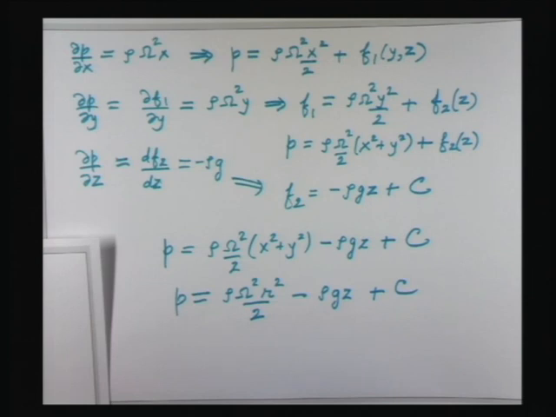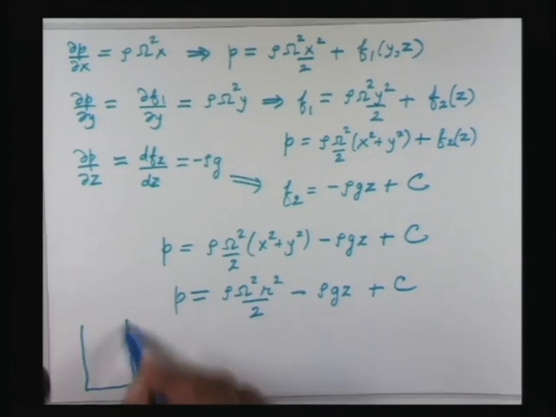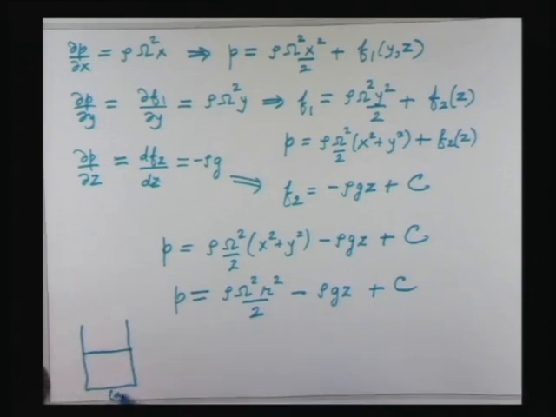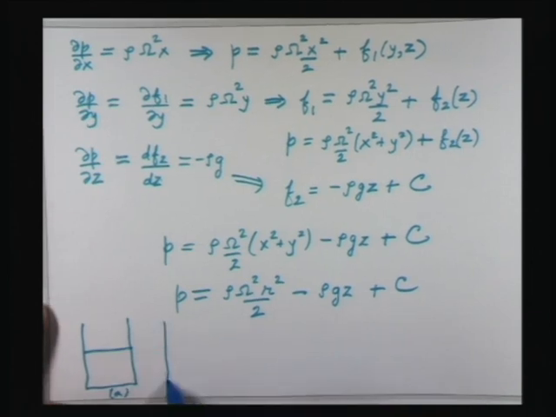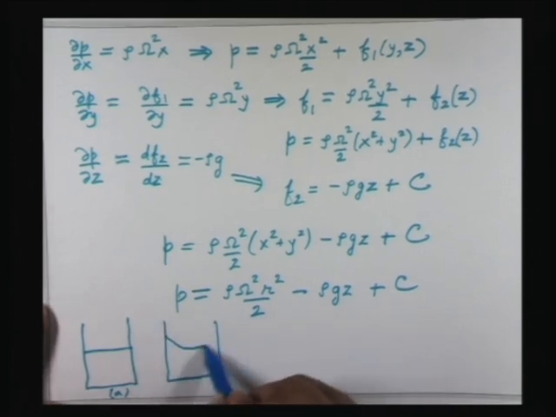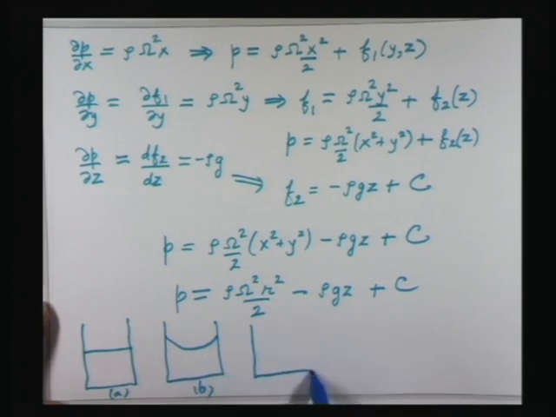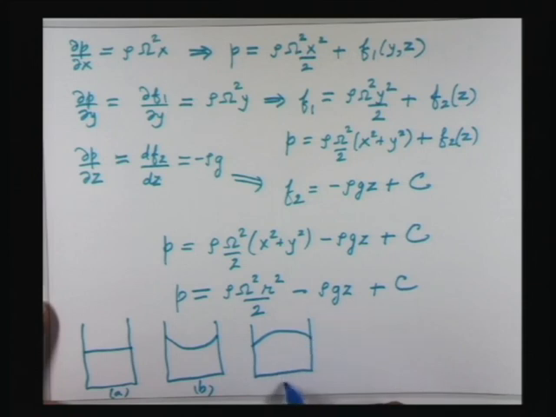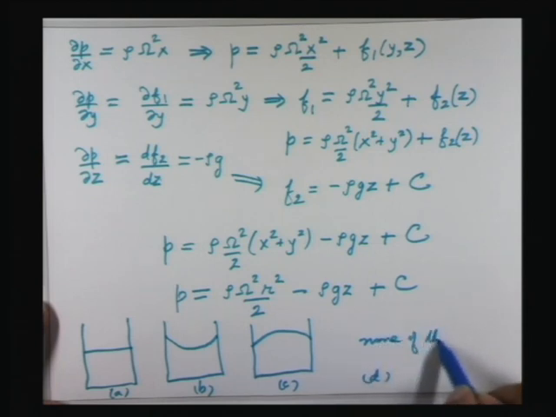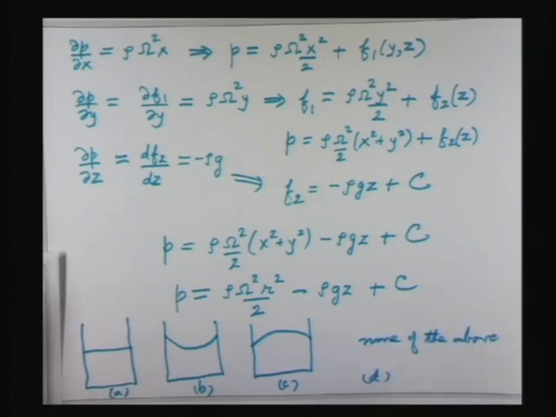Now let us see what is the shape of the free surface. I will give you 4 options. A is this, B is this concave thing, C is this, and D, let us say, is none of the above. Now let us again test your tablets. So please give your options.